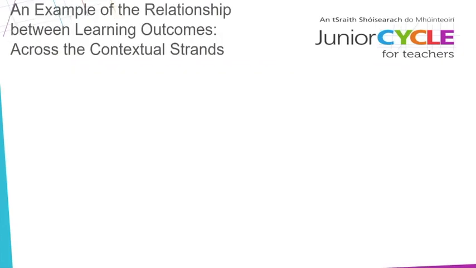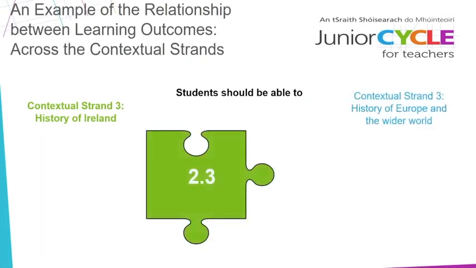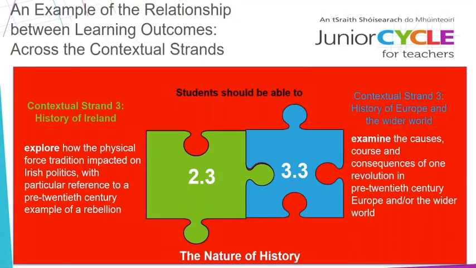The interrelated nature of Ireland's history and that of Europe and the wider world is exemplified by Learning Outcome 2.3 and Learning Outcome 3.3. Both deal with revolutions and rebellions and are in the same time frame. The historical understanding achieved through engagement with one can enhance and support the historical understanding aspired to in the other. Looking at the nature of history strand learning outcomes in your quick reference guide, can you identify a formational and unifying learning outcome from the nature of history strand that will provide students with the skills, knowledge and values to engage with an exploration of learning outcome 2.3 and an examination of 3.3? Maybe you could post them in the questions box.